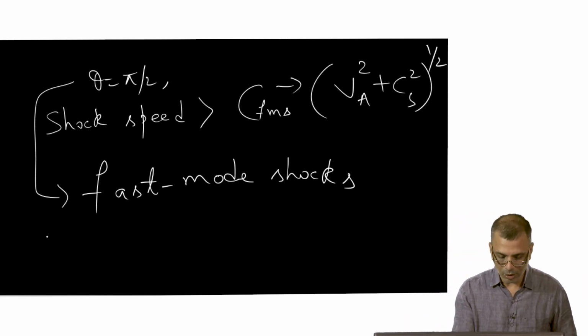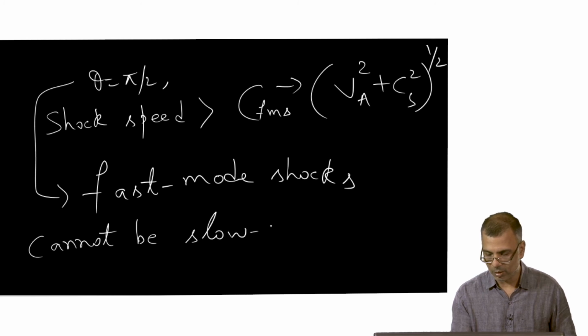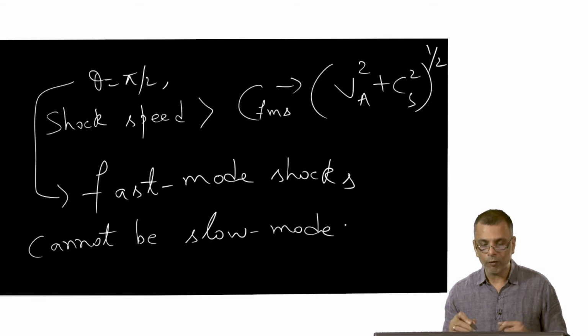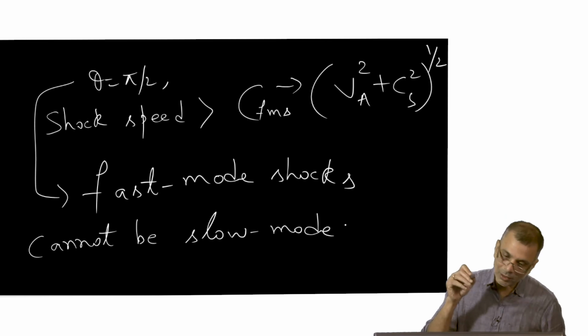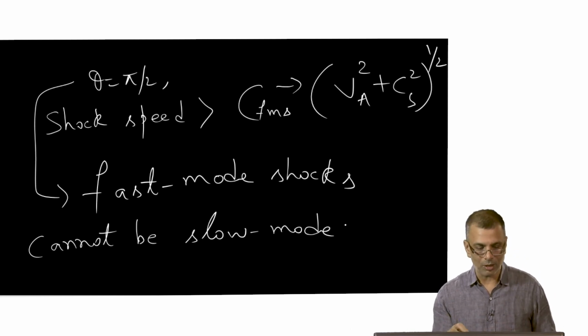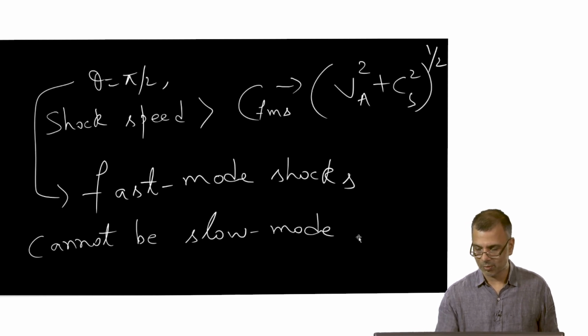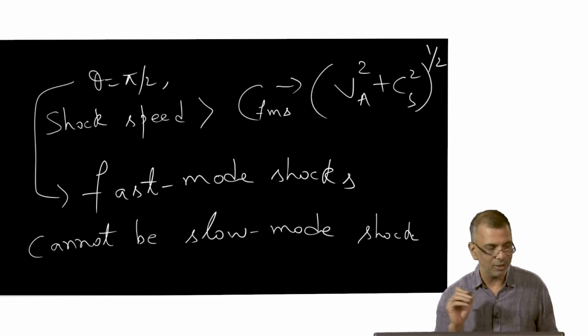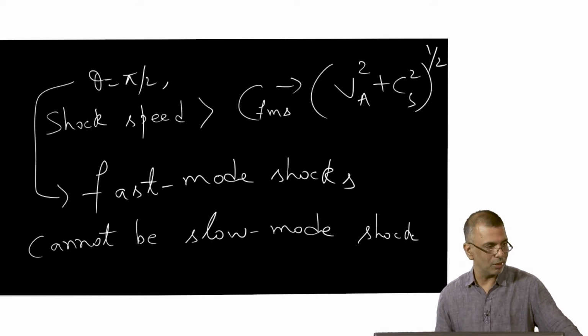They cannot be slow mode shocks. In other words, if the shock's propagation speed is greater than the slow mode speed and you insist that you want a perpendicular shock, in other words a shock that looks like this, that is not possible. So this is another small nugget to be kept in mind, and oblique shocks are of course a little more complicated, and we won't bother with them too much.